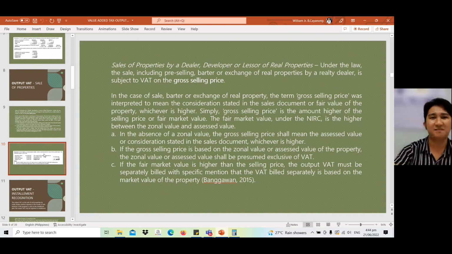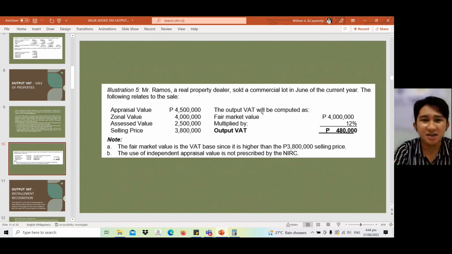Okay? So we have here an example. In our example, Mr. Ramos, a real property dealer, sold a commercial lot in June of the current year. It is a commercial lot. The following relates to the sale. He has an appraisal value, zonal value, assessed value, and the selling price. What we need here is the selling price or the actual consideration on the sales document, which is 3.8 million, or the fair value. We know the fair value is the higher between the assessed value and the zonal value. So that's 4,500,000 appraisal. The zonal value is 4 million.